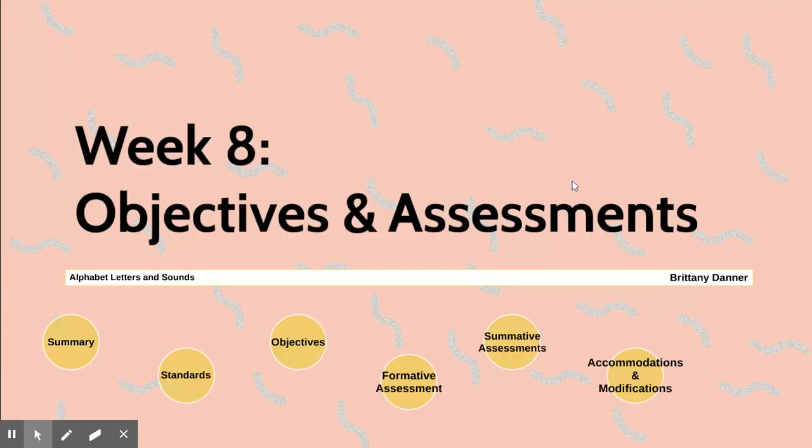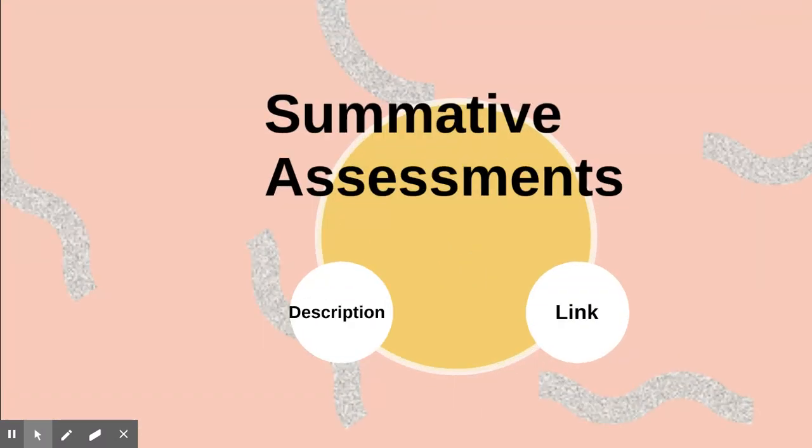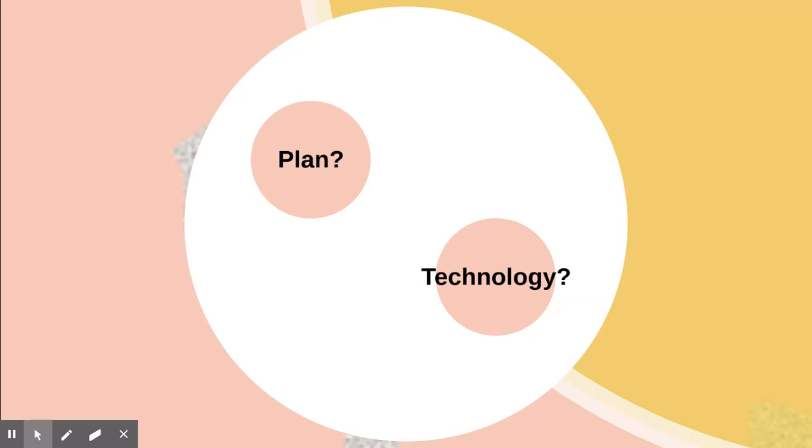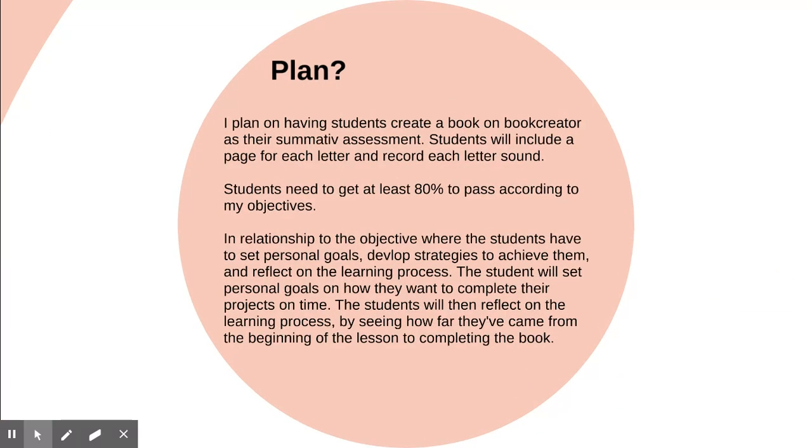So going to our summative assessment, the plan is for students to create a book reader. As their summative assessment, students would include a page for the letter and a page for the recording of the letter sound. And they need to get at least 80% to pass, according to the objectives that I talked about previously.